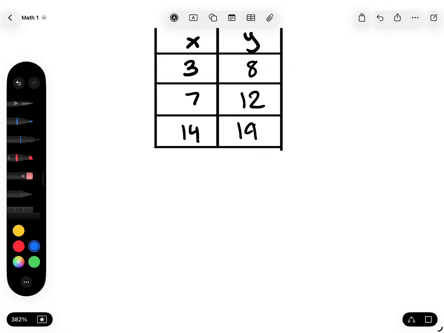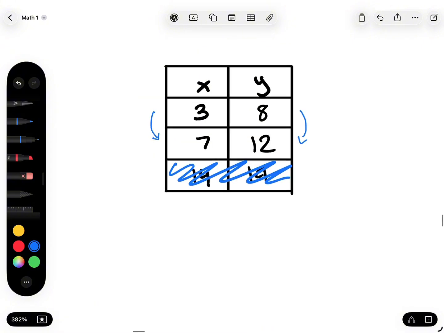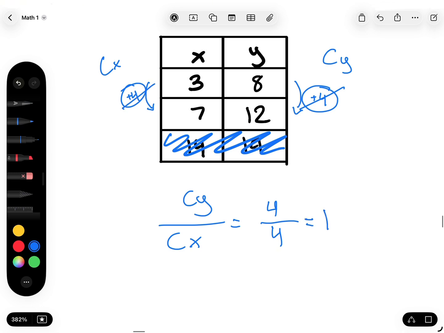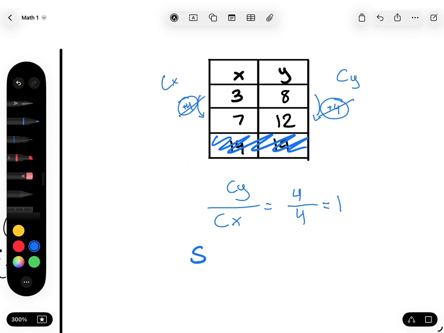So first, for our values, we're going to take any numbers that we want. I'm going to just use the first 4 again, because me personally, I think that's a little bit easier than jumping around with bigger numbers. So we're going to get rid of this guy. Next, I'm going to find out the change in x and the change in y. So this number is our change in x, and this is our change in y. 3 plus 4 is 7. 8 plus 4 is 12. Our formula is change in y divided by our change in x. When we replace the numbers, we have 4 divided by 4, which is equal to 1. This means that our slope, or rate of change, is 1.